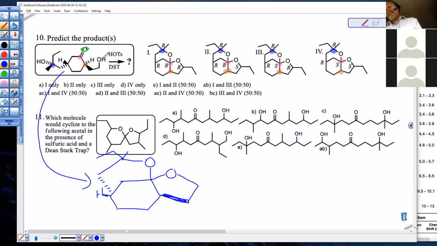Is there a mistake in this question? I don't know. Anybody tried this problem? It's just seeing this ethyl. Where did it come from? I'm curious, because to me it seems like there needs to be an ethyl right here to make these products. No, that would be here.